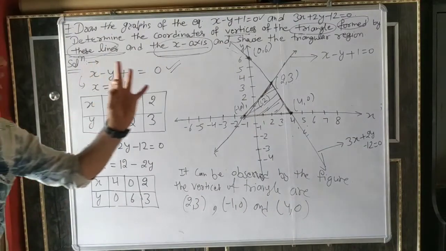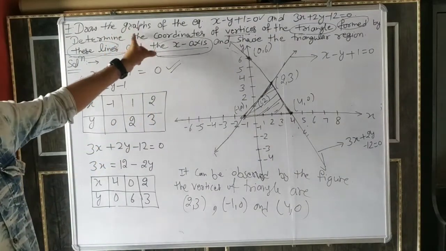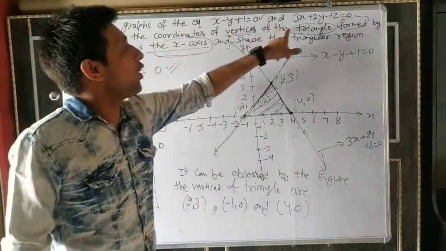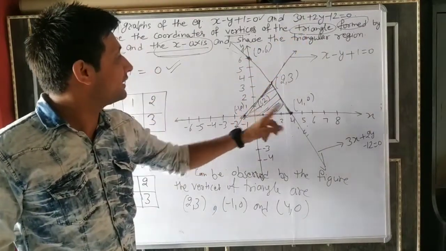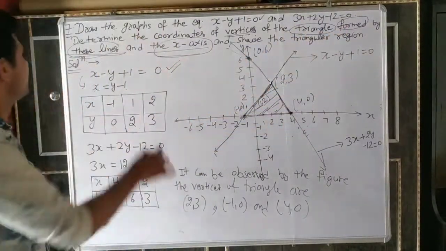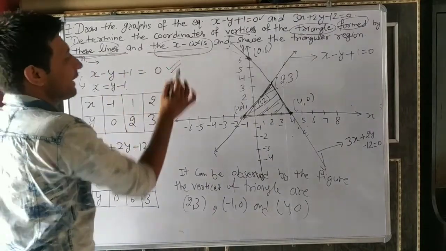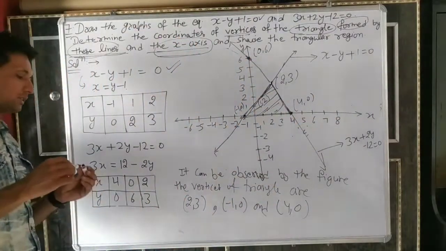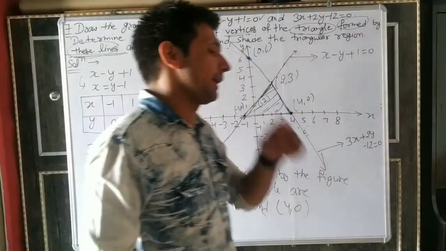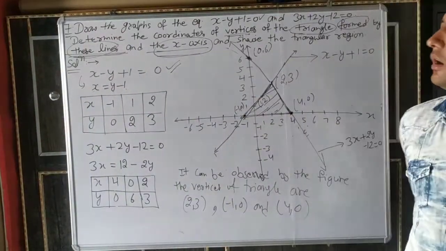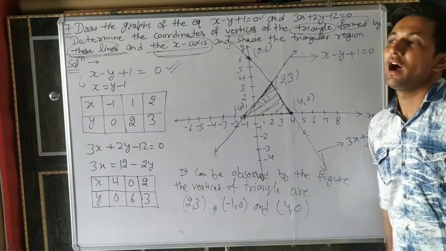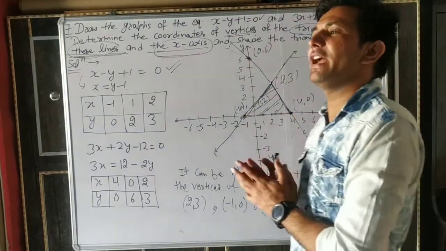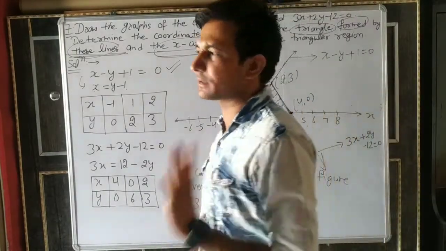Understand? You only have to check. Determine, find the coordinates of the vertices of the triangle. So it is a triangle, and this triangle is formed by these two lines and the x-axis. So our second exercise of the third chapter has also been finished. I hope you understood easily, and if you have any problem, ask me anytime.